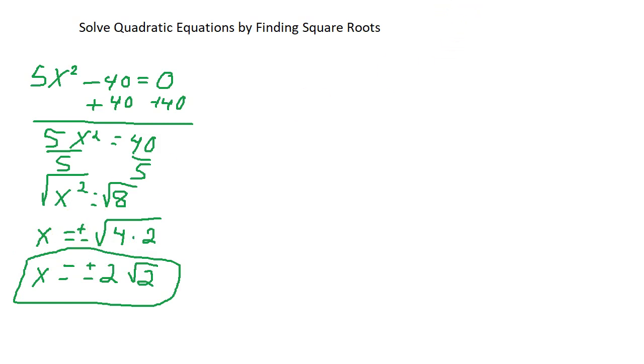Okay, now I'm going to do one more that's a little bit bigger. That's actually a trinomial. So let's see, 25x squared plus 10x plus 1, and this is going to be equal to 9. Now, first thing I'm checking for is, if you notice, this is a perfect square trinomial.